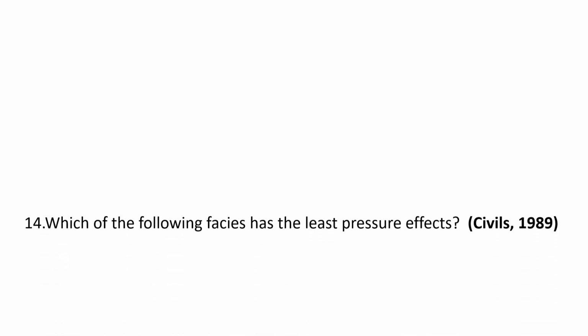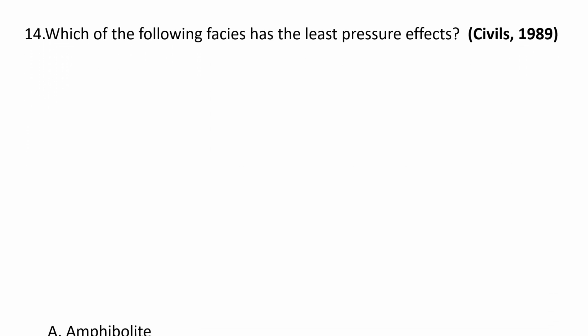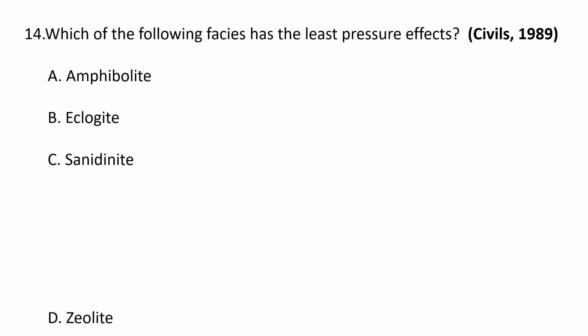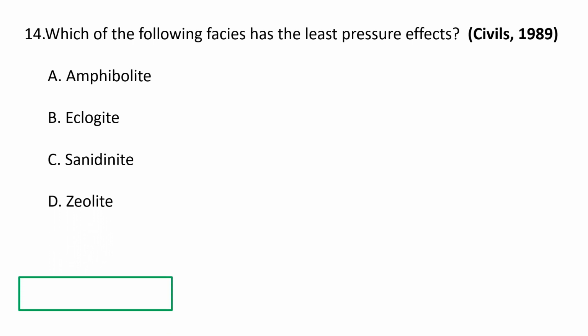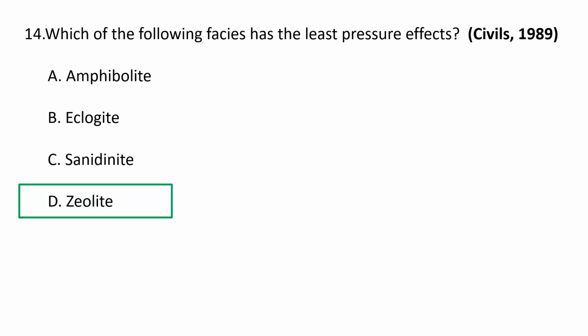Next question. Which of the following facies has the least pressure effects? A. Amphibolites, B. Eclogites, C. Sanidinite, D. Zeolites. So the correct answer is D. Zeolite facies describes the mineral assemblages resulting from the pressure and temperature conditions of low-grade metamorphism. So it has the least pressure effects. D. Zeolite is the correct answer.